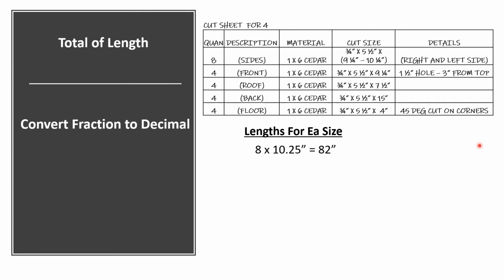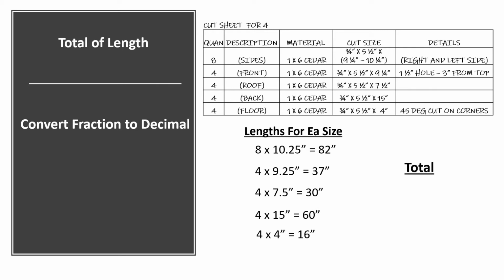All right, we got that done. Let's see what the answers are. Second row, 4 times 9.25 is 37 inches. 30 inches, 60 inches, 16 inches, for a total of, what'd you get? Nah, that's wrong. Okay, 225. We need 225 inches of 1x6 cedar.